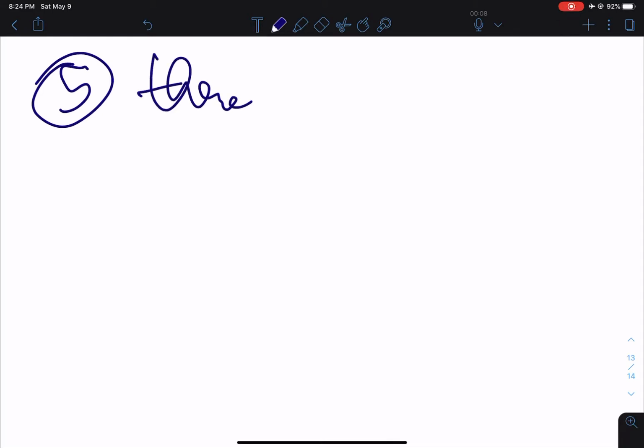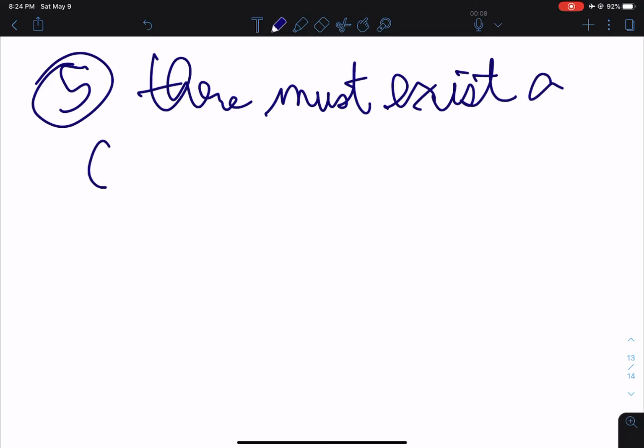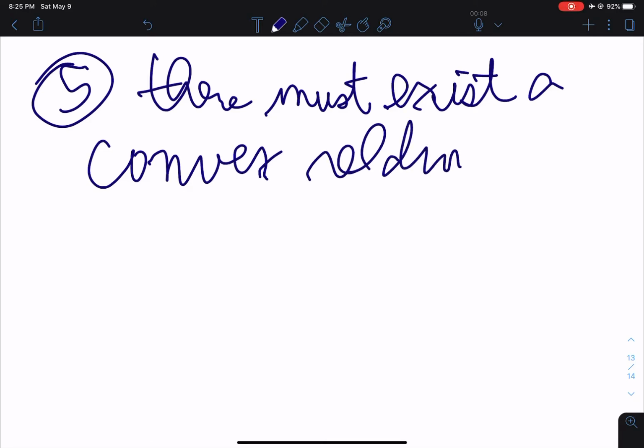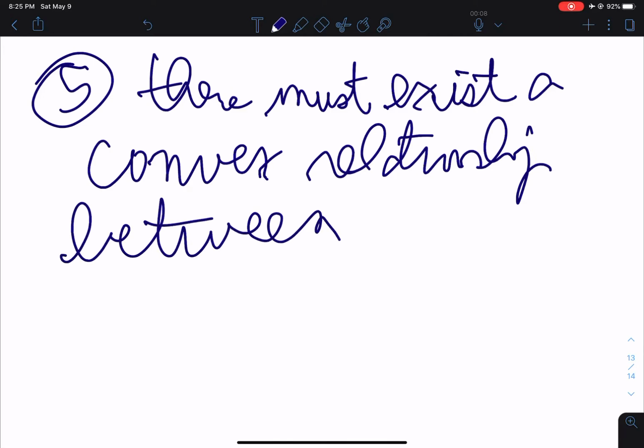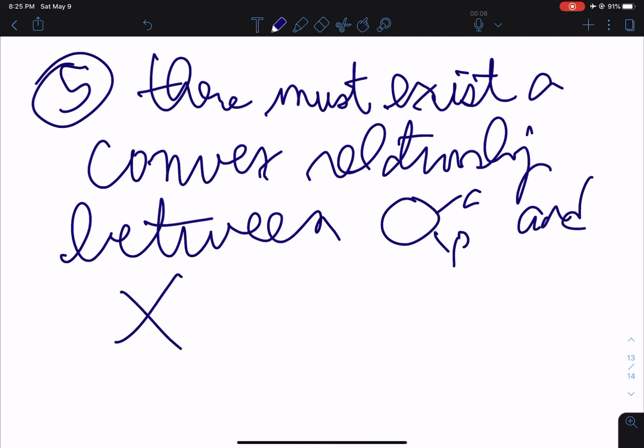So what is the characteristic? What is the fifth characteristic? Well, it is that there must exist a convex relationship between the price of an option, which I'll call O, that reflects both calls and puts, between O and X. Don't forget, X is strike price.